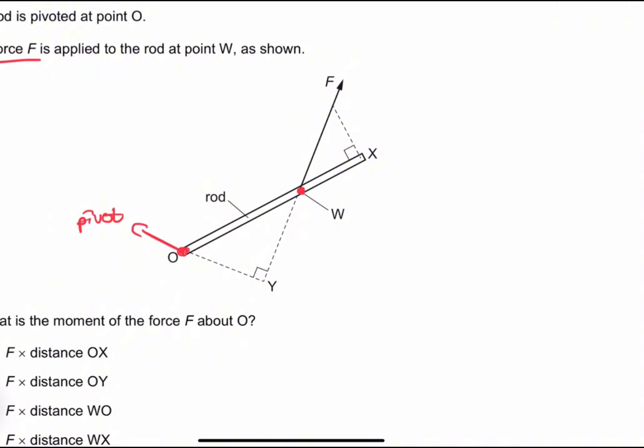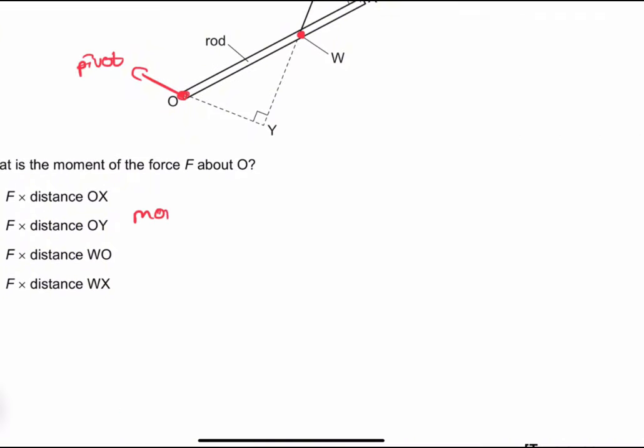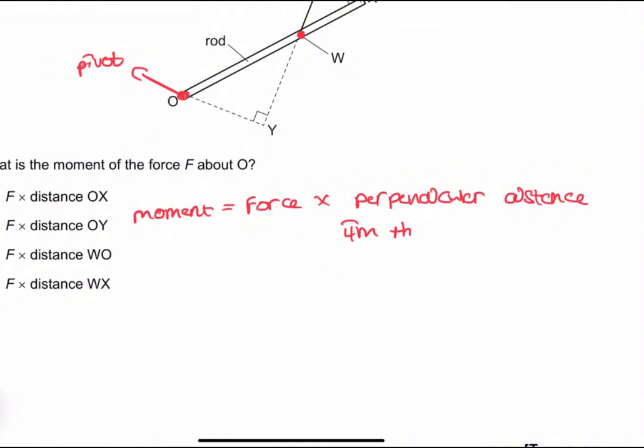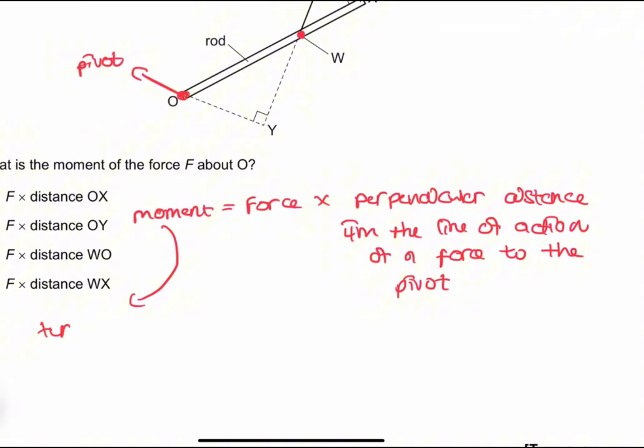The moment of a force is the product of the force itself multiplied by the perpendicular distance from the line of action of the force to the pivot. So this is basically what a moment is. In other words, a moment can also be thought of as the turning effect of a force. What do I mean by this?